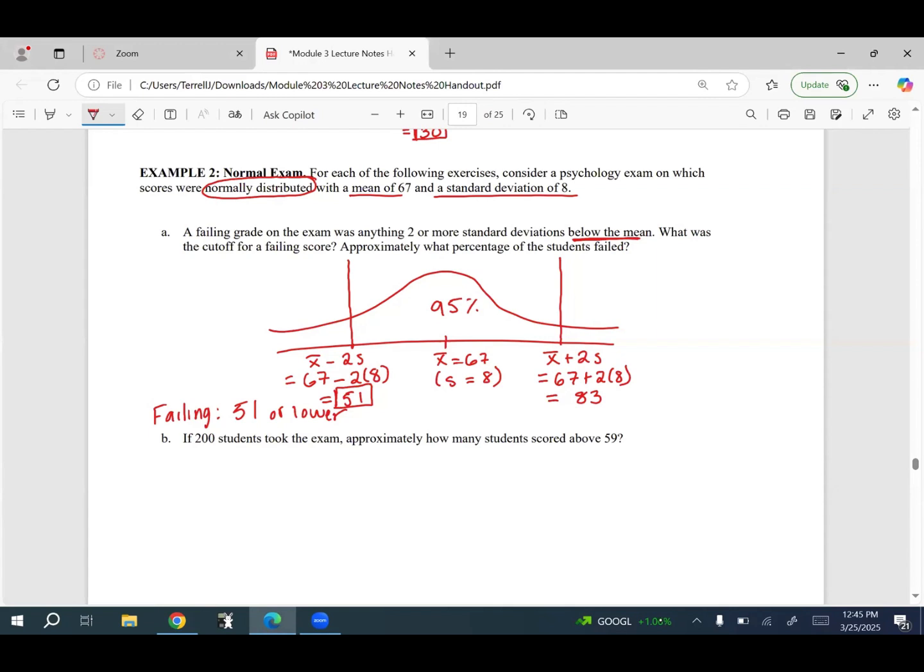Look at what the second part of this question asks. Approximately what percentage of the students failed? We said failed is if you got 51 or lower. So we're looking at what percentage falls here in that shaded piece. Again, we know the whole curve must add up to 100. So 100 minus 95 means there's 5% left, but 5% is split between the two tails.